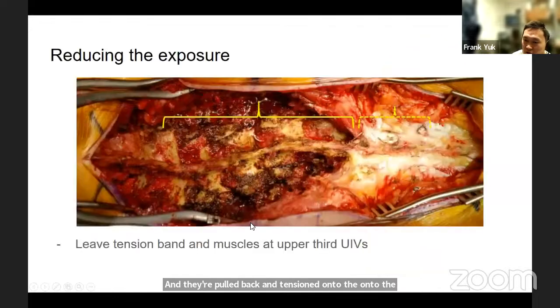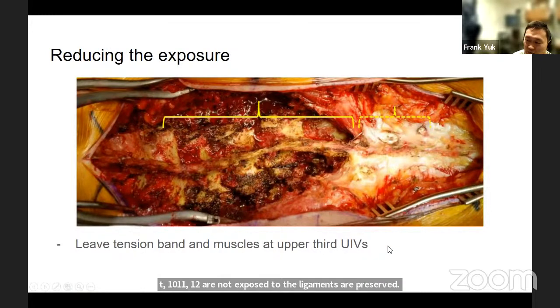Dr. Lanke has just published this paper about reducing the amount of exposure in the upper instrumented levels if you don't need to do any decompression. This is a diagram of the sacrum here and the lower thoracic levels here. The exposure is done from sacrum up to L1, but the top 3 levels, UIV, UIV minus 1 and minus 2, so T10, 11, 12, are not exposed. The ligaments are preserved, the muscle attachments are preserved.